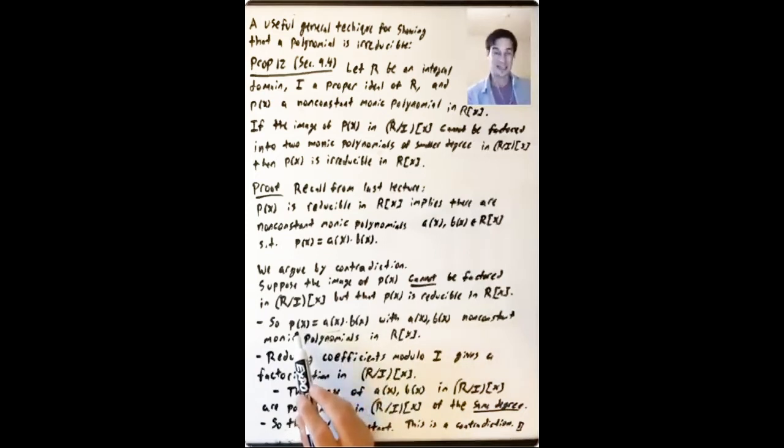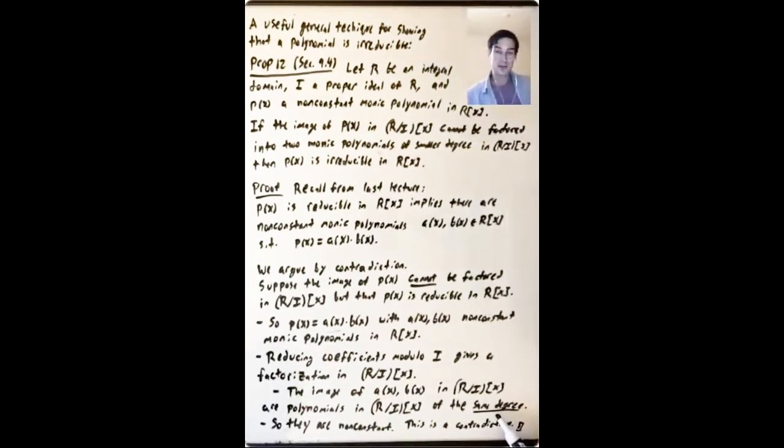So we're looking at the image of P of x in (R mod I)[x] and the image of this product A of x times B of x in (R mod I)[x]. We know that this operation of reducing the coefficients modulo some ideal I is a ring homomorphism. So we get the image of A times the image of B. So this is giving us a factorization in this ring (R mod I)[x]. So what's true about the image of A of x and the image of B of x in this ring is that these are polynomials in (R mod I)[x] of the same degree.